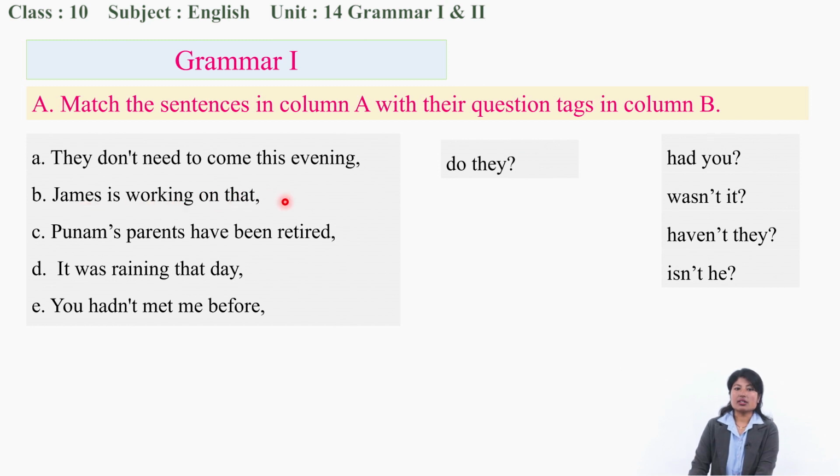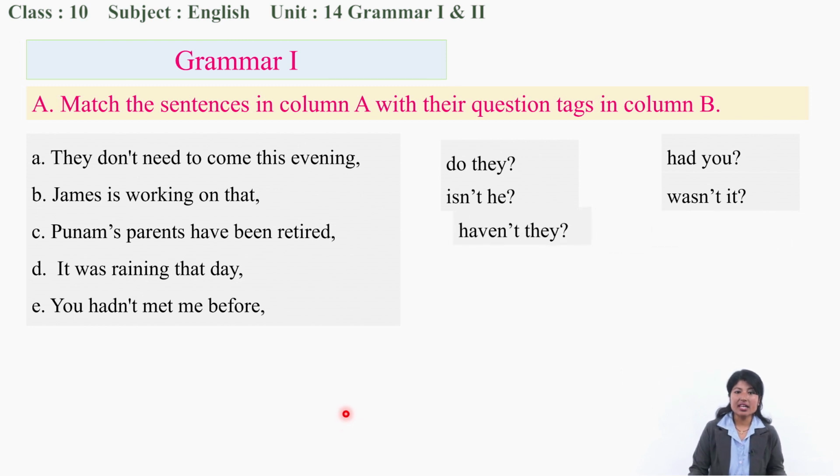B. James is working on that. So what do you think? Had you, wasn't it, haven't they, isn't he? The right tag question is isn't he? James is working, isn't he? Okay. C. Poonam's parents have been retired. So the right tag that can be added to this statement is haven't they?